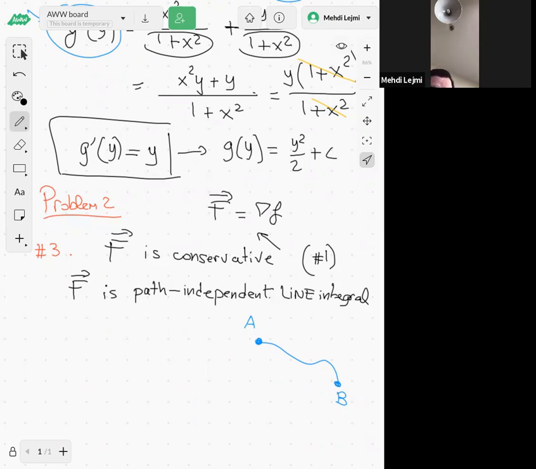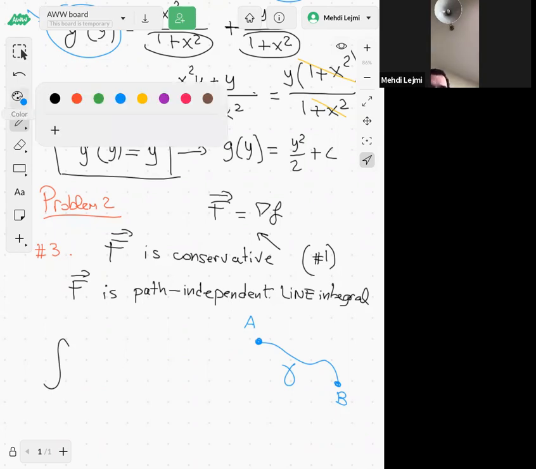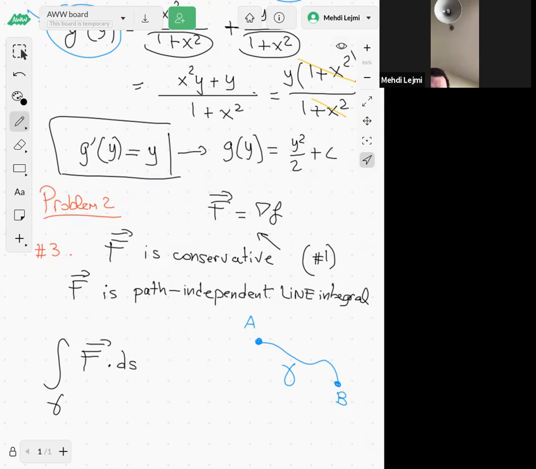So let's say this is my path gamma, just a random path. Then the line integral along gamma of F is the gradient of the function f along gamma. Because it's a path independent line integral, it depends only on the value of this function at the terminal and the initial point. So this is just equal to f of B minus f of A.